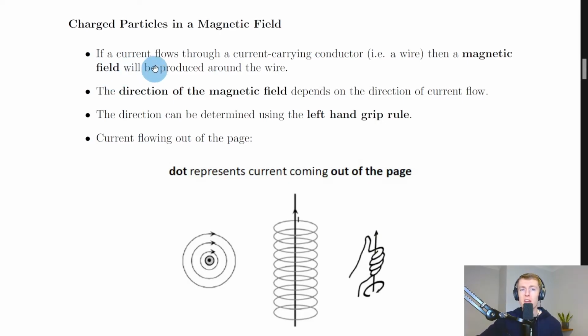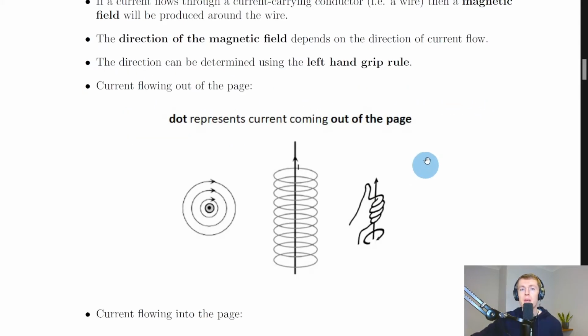Firstly, it tells us here that if a current flows through a current carrying conductor such as a wire, then a magnetic field will be produced around the wire. The direction of the magnetic field depends on the direction of current flow, and we can use something called the left-hand grip rule to help us determine the direction of this magnetic field.